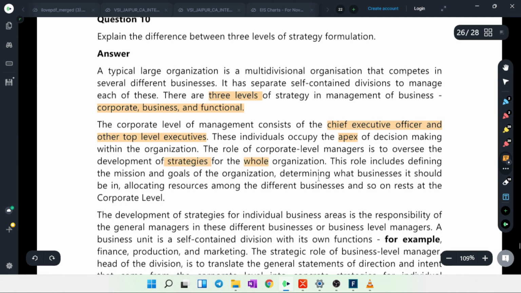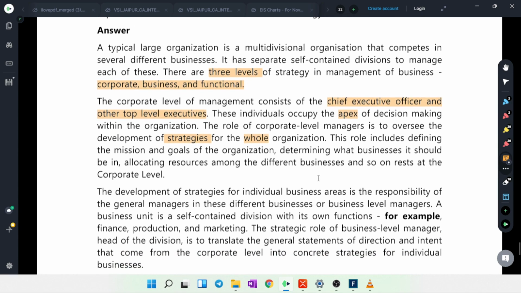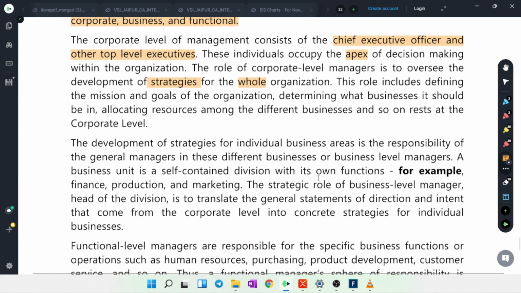This role includes defining the mission and goals of the organization, determining what business it should be in, and allocating resources among the different businesses. The rest of the corporate level is the development of strategies for individual business areas. Individual business areas are the responsibility of business-level managers, the general managers of the different businesses.